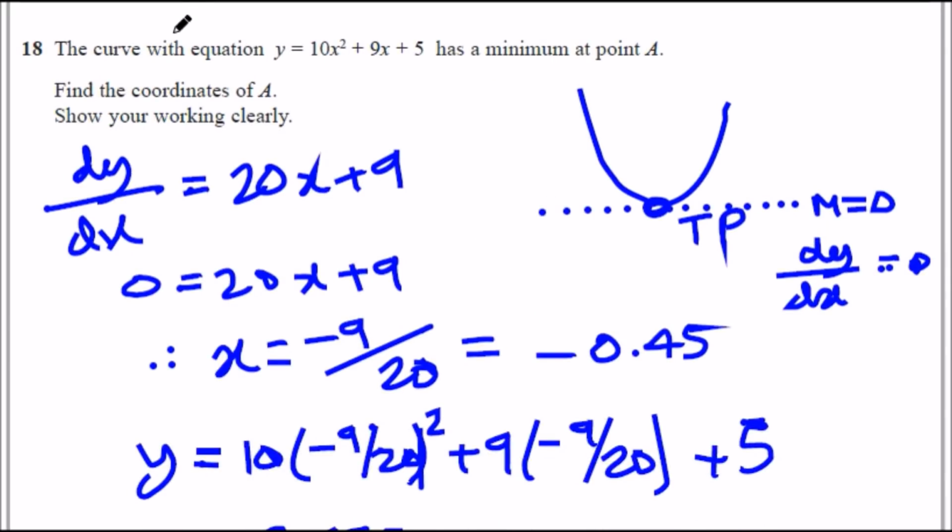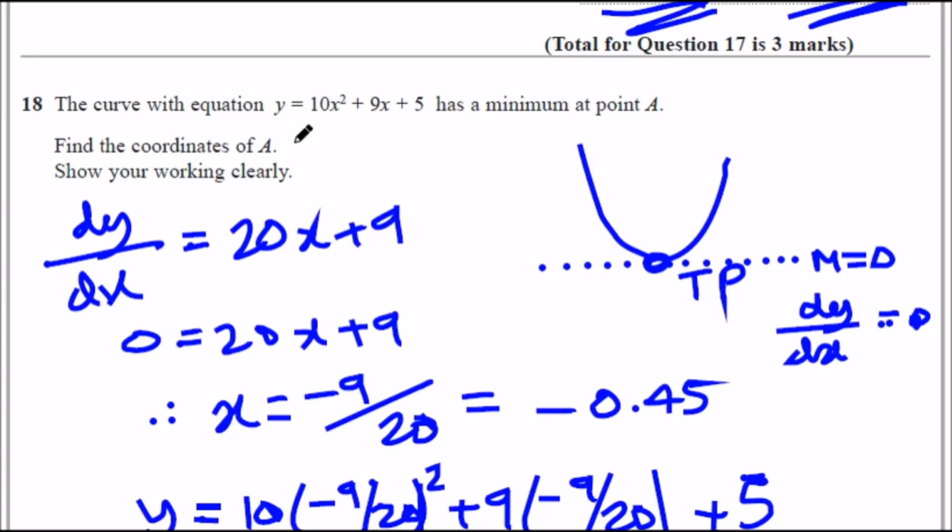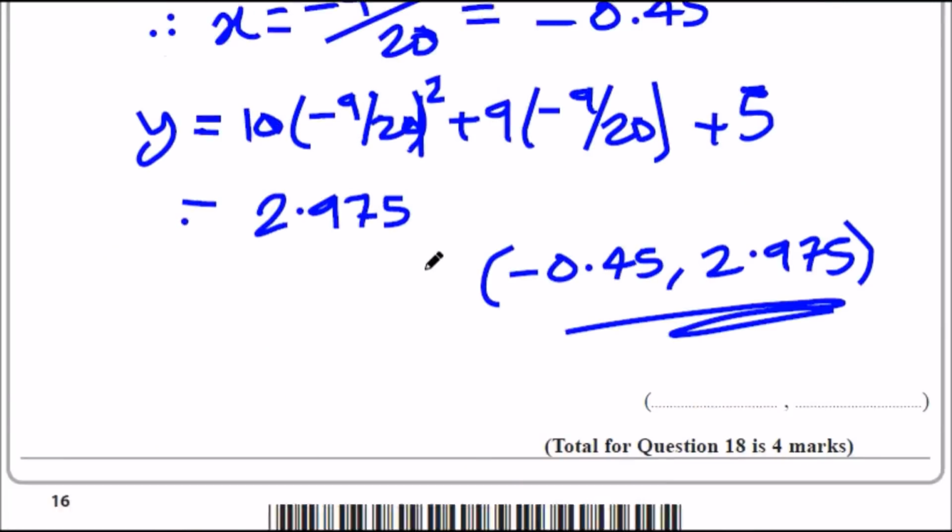I recommend that you pause this and look at this question again, because this is quite a challenging one. The thing you need to spot is that you want to draw a rough sketch like this, and the minimum point is at the bottom, which is also known as the turning point, which can be found by differentiation. Okay, moving on.